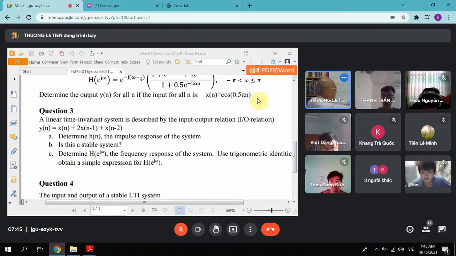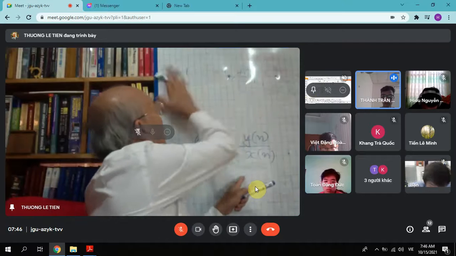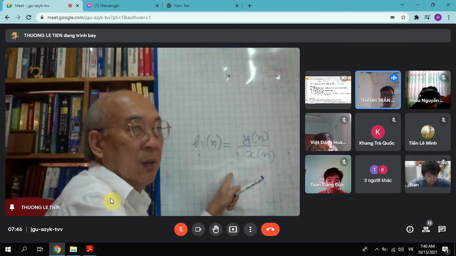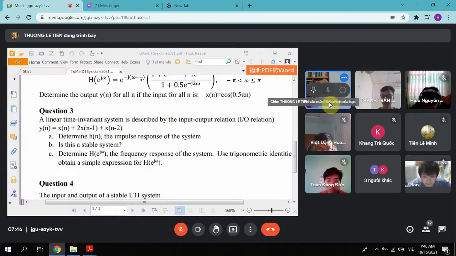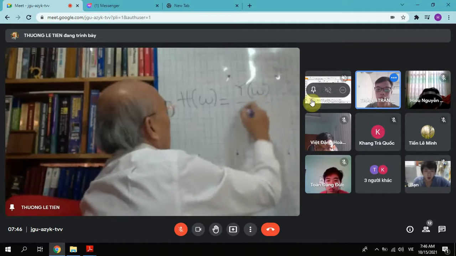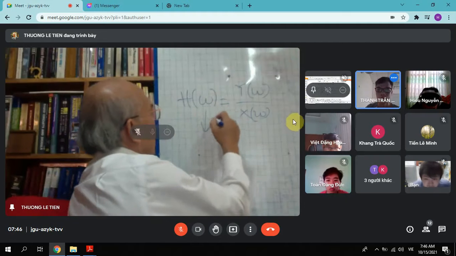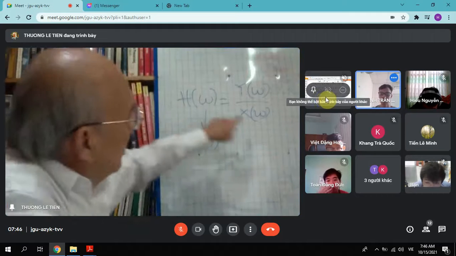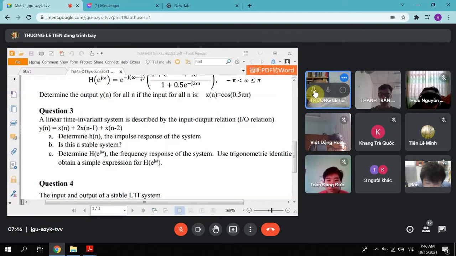This one you mean? No, sir. We need to transfer the output and the input into the frequency response, and then we'll take the division. First, we need to change the y and the x function into the frequency response, and then we take the inverse Fourier transform to get the action. Yes, this one would be a long way to go.